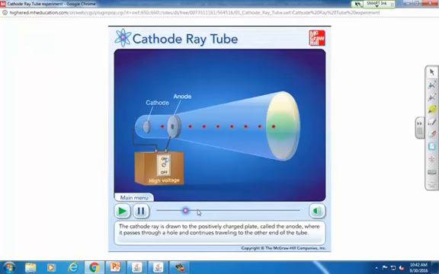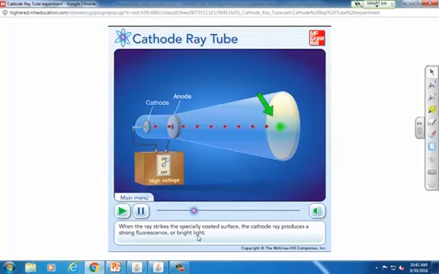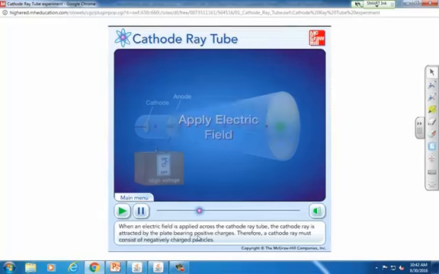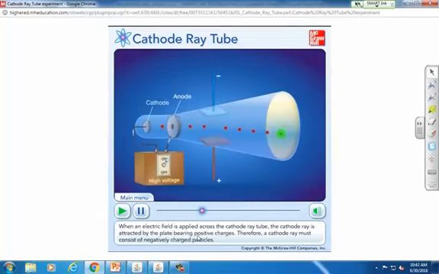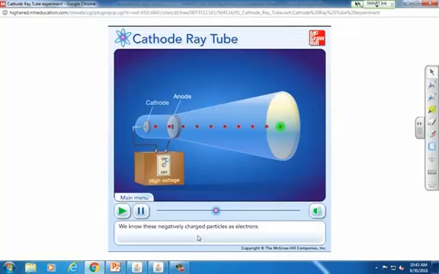Is traveling to the other end of the tube. So there's no magnet. When the ray strikes this specially coated surface, the cathode ray produces a strong fluorescence or bright light. When an electric field is applied across the cathode ray tube, the cathode ray is attracted by the plate bearing positive charges. Therefore, a cathode ray must consist of negatively charged particles. We know these negatively charged particles as electrons.